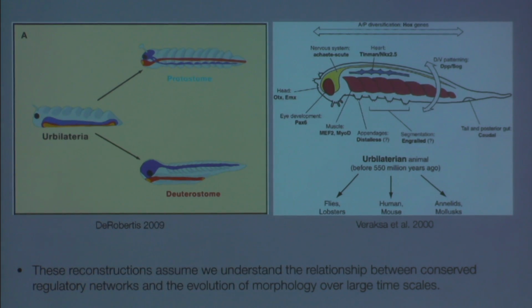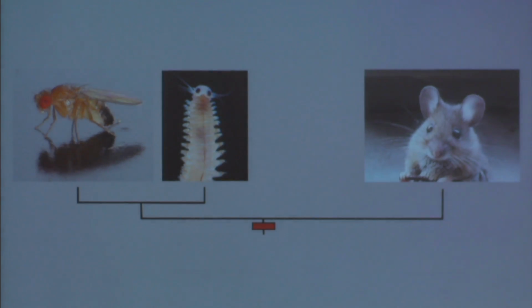What I've always argued is that these reconstructions really assume that we understand the relationship between these conserved gene regulatory networks and the evolution of morphology over large time periods. And typically, as I said, developmental biology tends to focus on certain groups of animals. So obviously, Drosophila melanogaster, the mouse here.